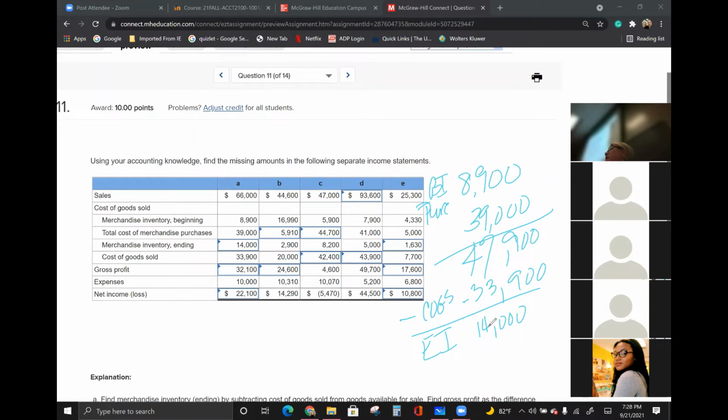So in this case, they gave us the cost of goods, so you just went right into it. The next one, they give you both. They don't give you purchases. You have to back into that number.